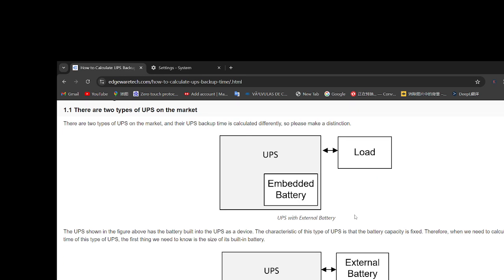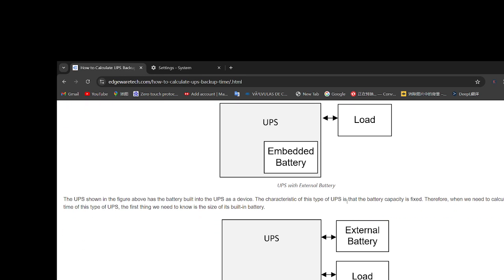First of all, you need to understand that there are two types of UPS on the market. The first is a UPS embedded with a battery, where you connect the load. This kind of UPS is always not very big in power, I mean like 1 kVA or 500 VA or something. This is the very common UPS you can find in the market.